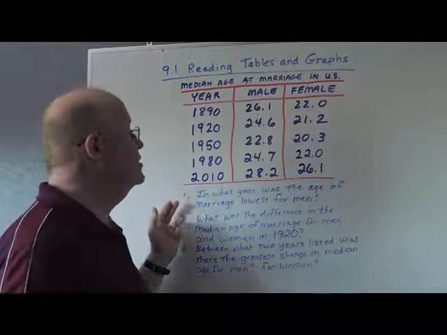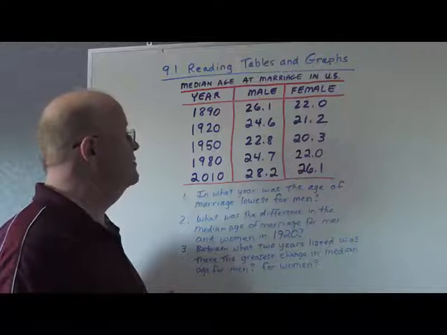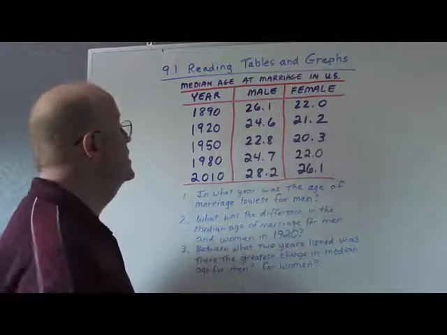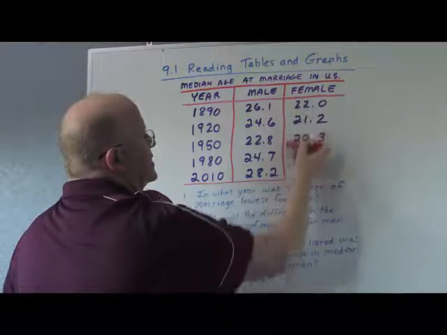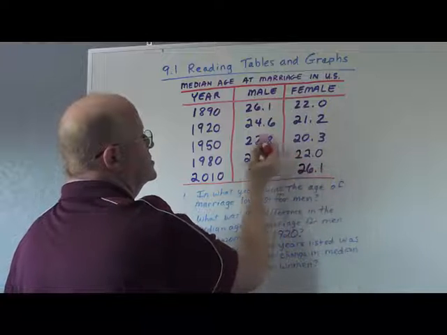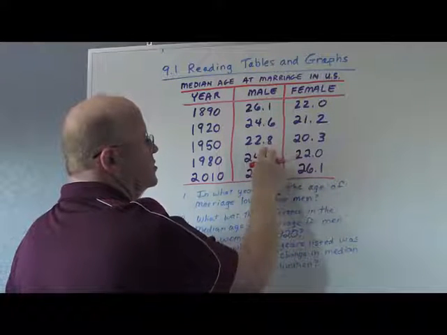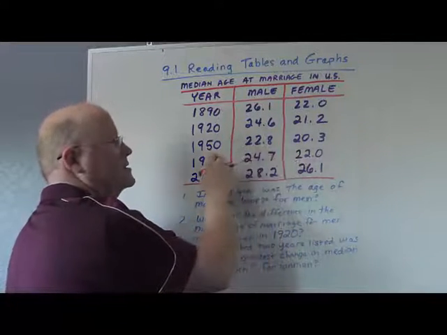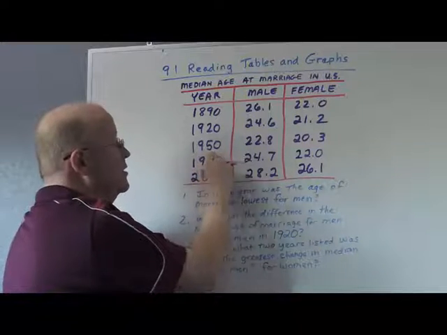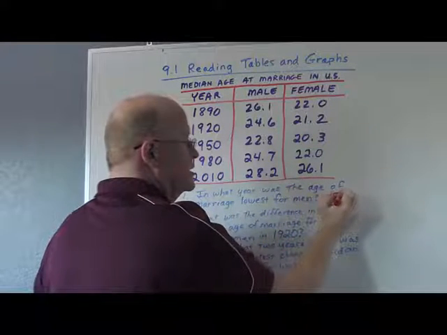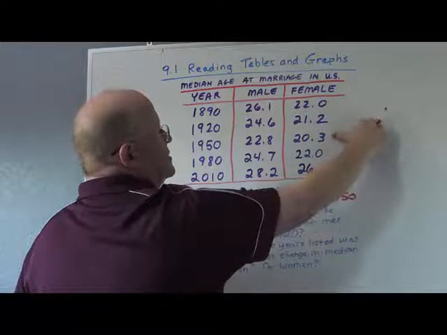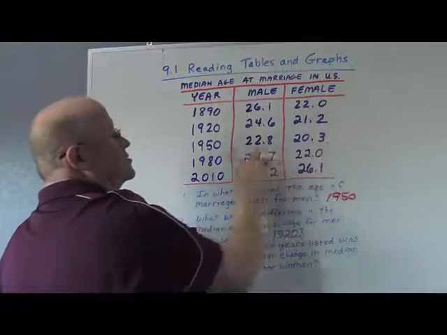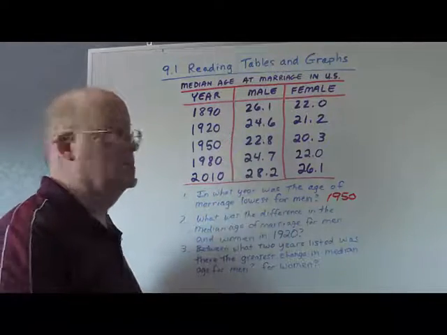First off, in what year was the age of marriage lowest for men? Well, that means we're going to go into the second column for males and find the smallest number, which is 22.8 years old, and then we would go across the row to get the year, which would be 1950. Now, is that the same for women? Yes, 20.3 years old in 1950 also.